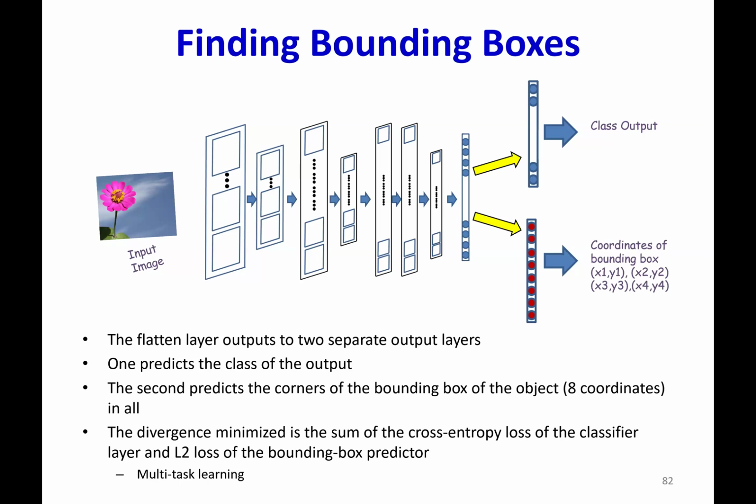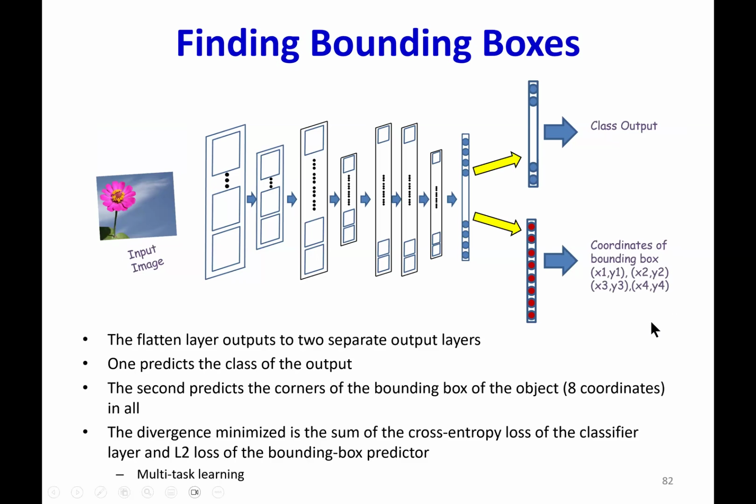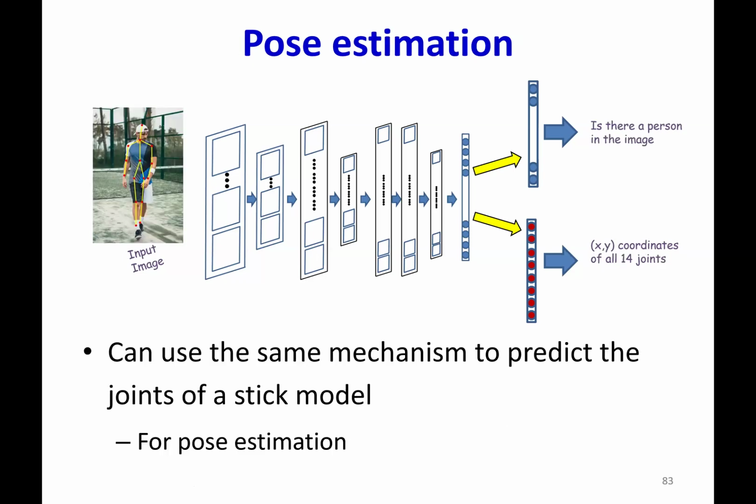So to train this model, you're going to have to provide the bounding box information for all of the objects, and that is going to be contributing to the loss as well. So the same mechanism can also be used for instance, to predict the joints of a stick model.